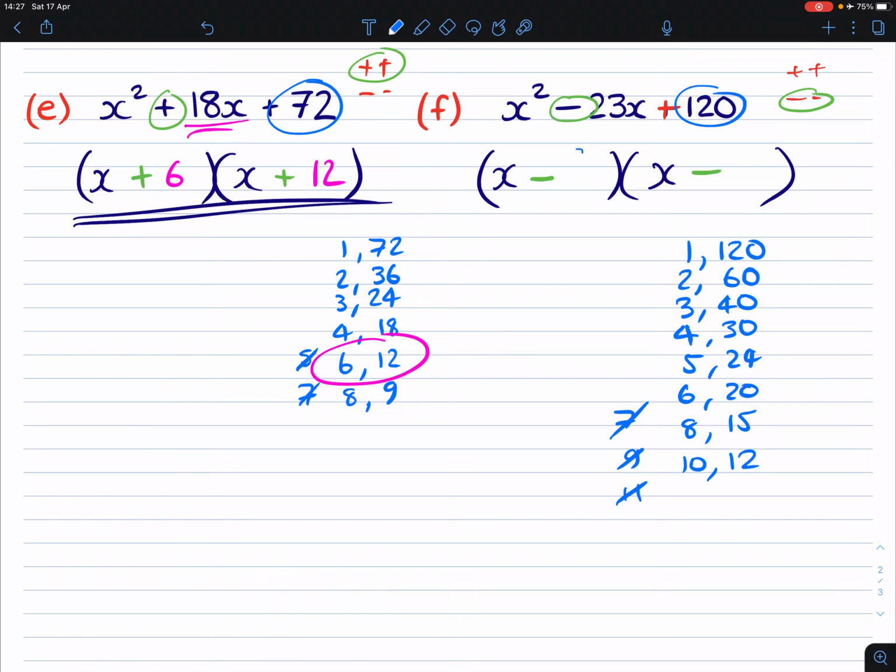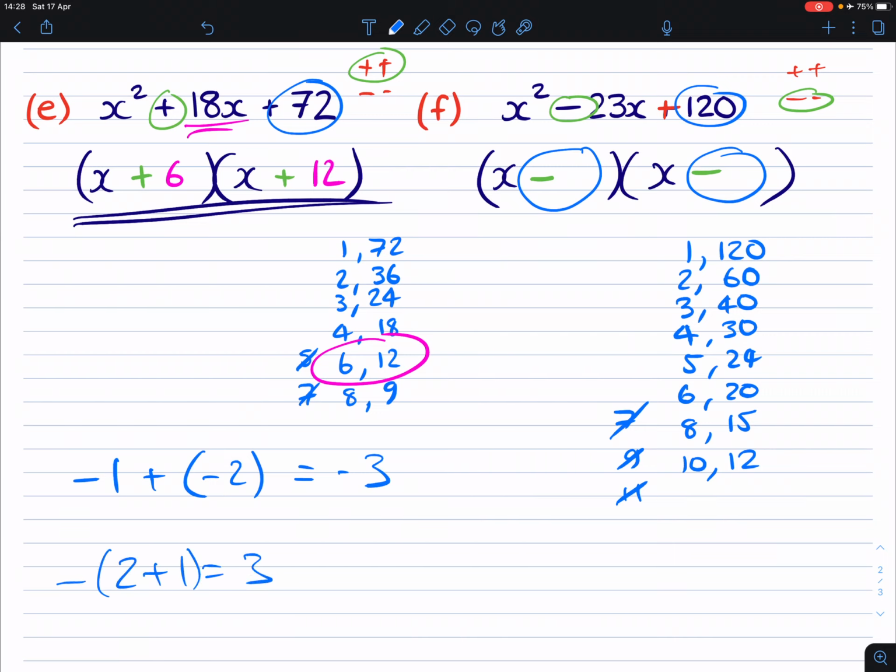Now the fact that we're putting in two numbers that take away from each other means that you can technically add these numbers together, and then it's the negative of that. Like minus 1 add a minus 2 gives us minus 3. Just make a note of that. It's the same as 2 plus 1 is 3 really, except we've got a minus at the beginning.